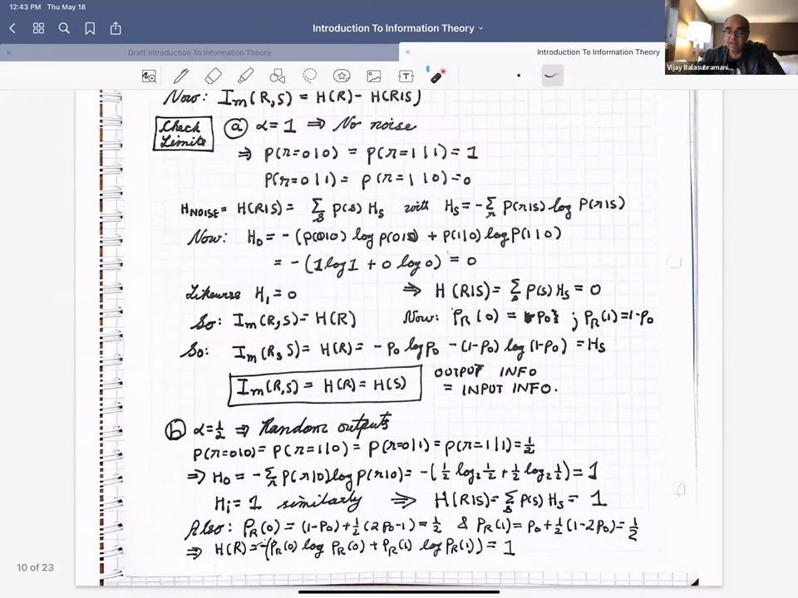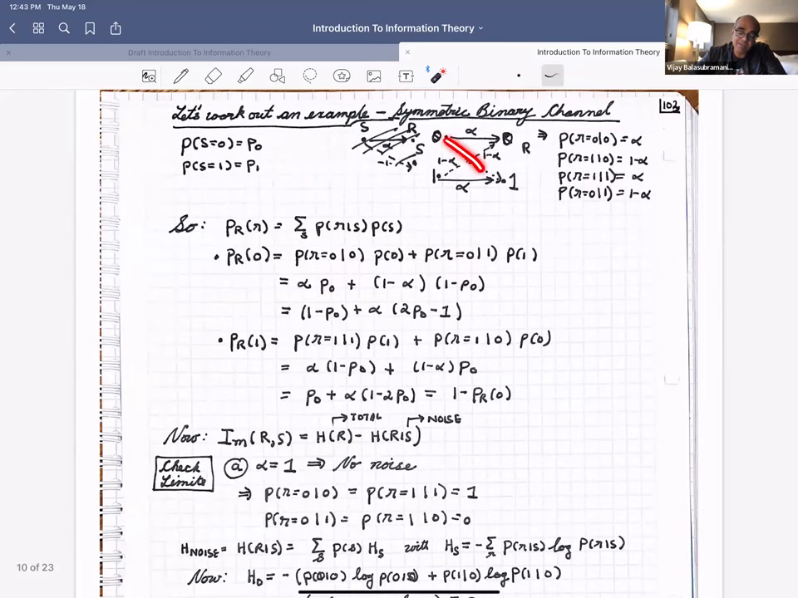But you'll see that the words I just said, that if you randomize the output, you get 0 mutual information. And if you have perfect transmission, then you have perfect mutual information. That works out. And that's for you to check as an exercise when you have a moment.